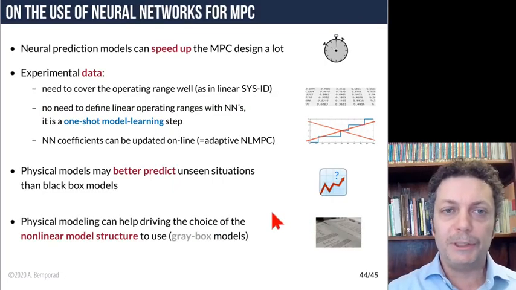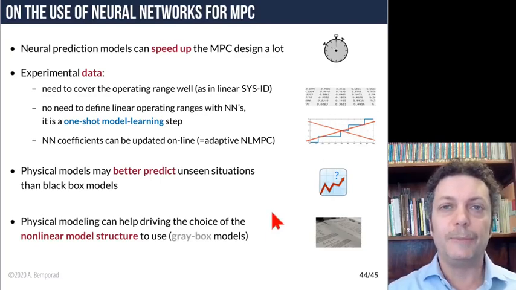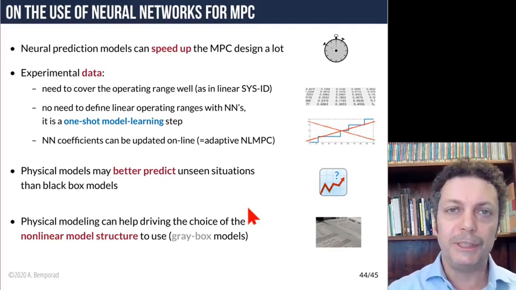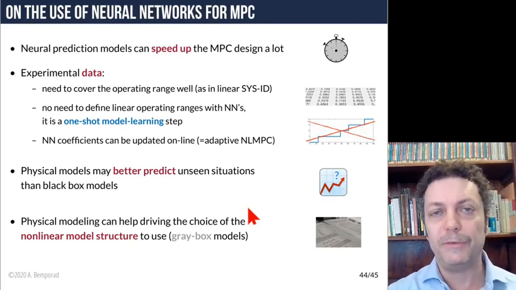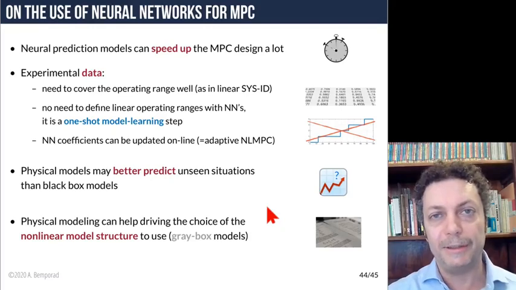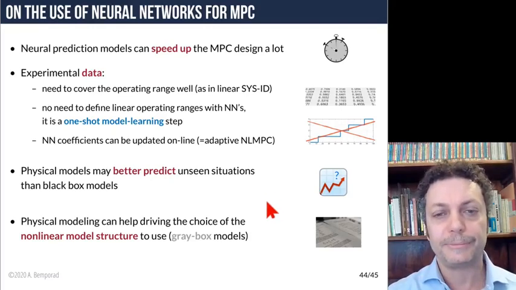So what can we say about the use of neural networks for MPC? This has been investigated for a few years. I think they can speed up the MPC design process quite a lot. Again, developing the models can be very time consuming. The good thing about using neural networks, contrary to linear system identification, is that you don't have to predefine operating ranges and design different experiments to cover different operation domains, but rather it's a one-shot modeling step. So you can collect data for the entire operating range and then fit one model to the entire data set.